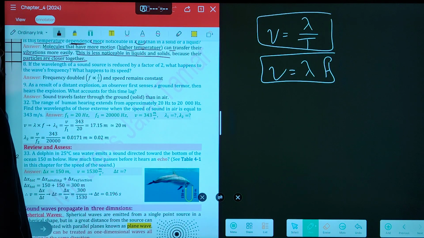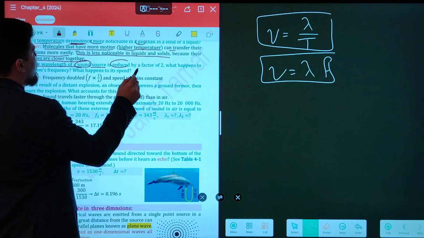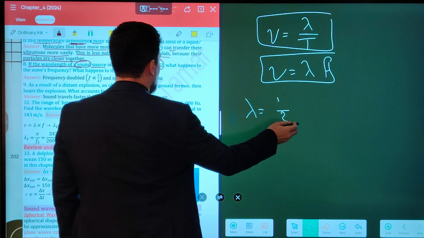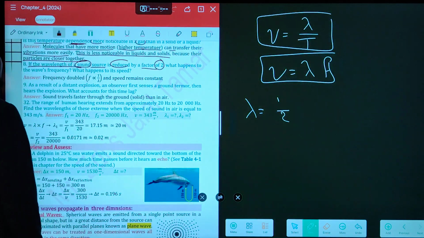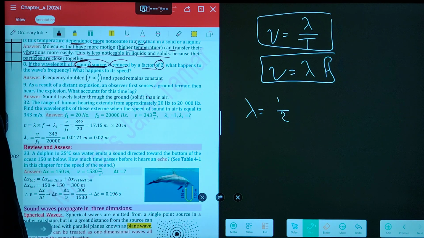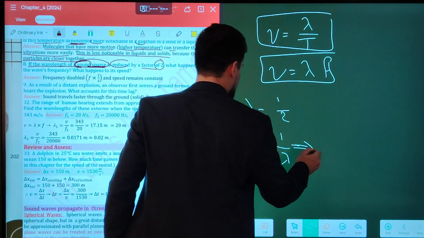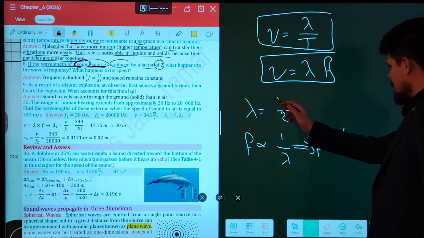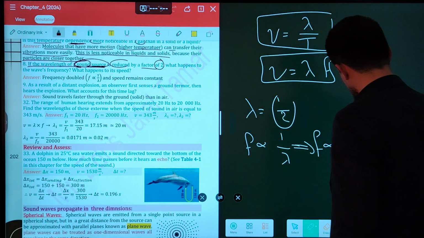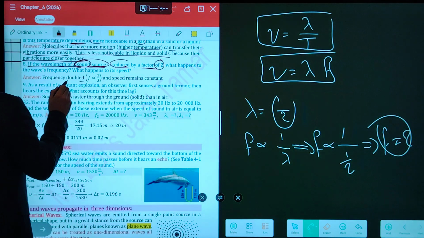If the wavelength of a sound source is reduced by a factor of 2, it means the wavelength becomes half. What happens to the wave's frequency? The source is given, and the temperature is constant. Because frequency is inversely proportional to the wavelength, when the wavelength becomes half, the frequency becomes double, twice. When the wavelength reduces by a factor of 2, frequency becomes double.